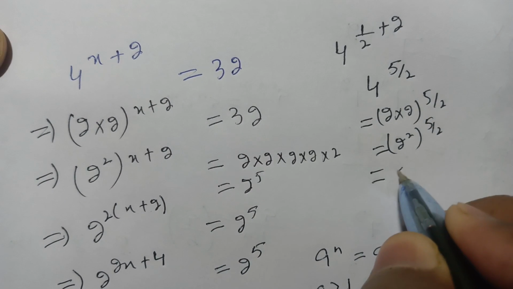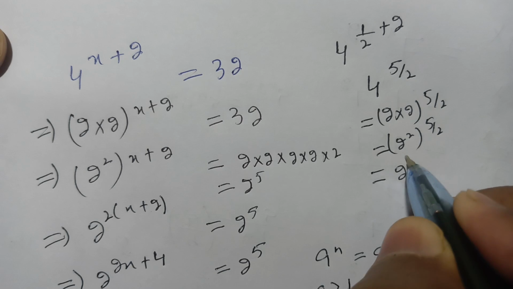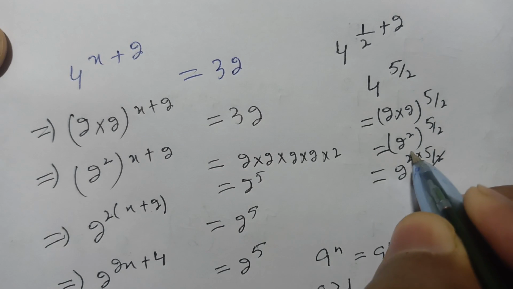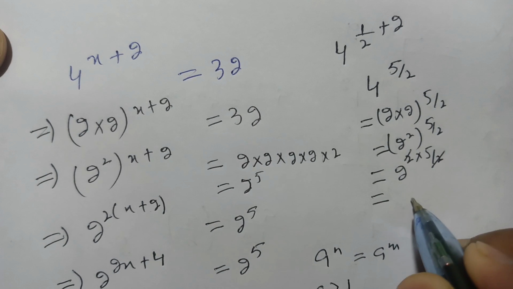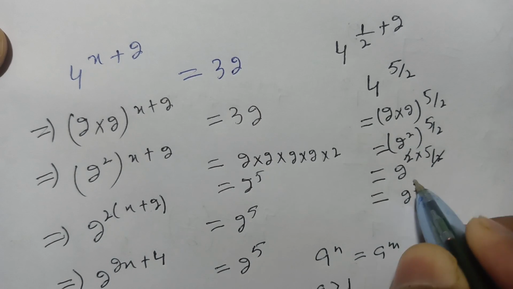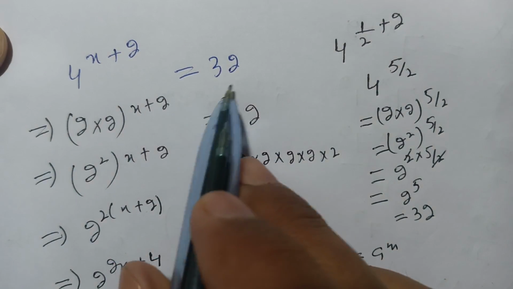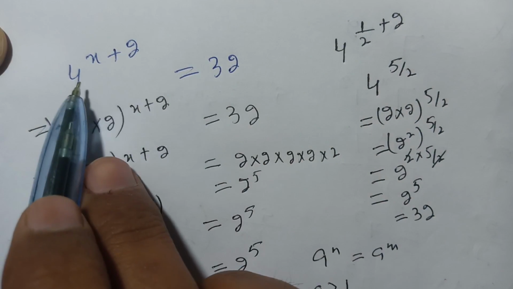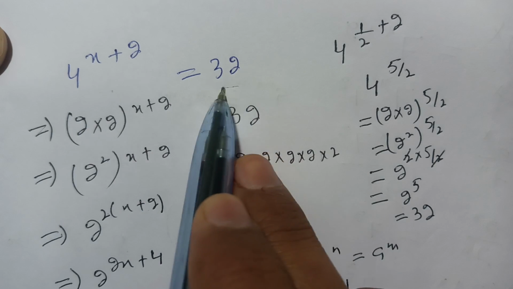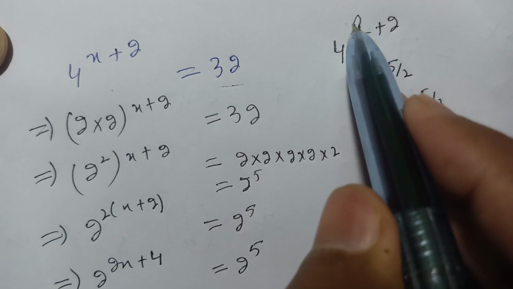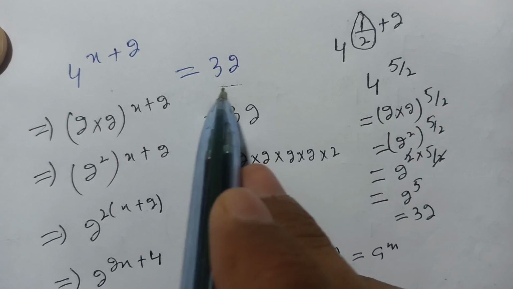Now it becomes 2 times 2 power 2 times 5 divided by 2. This 2 cancels out this 2. The remaining part is 2 power 5, which is equal to 32. 32 is our right hand side, which means that our left hand side is equal to right hand side. It means that x is equal to 1 by 2 is our solution of this equation.